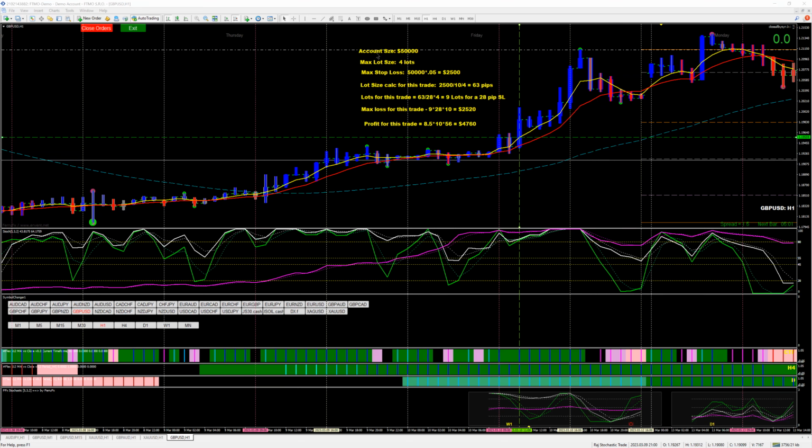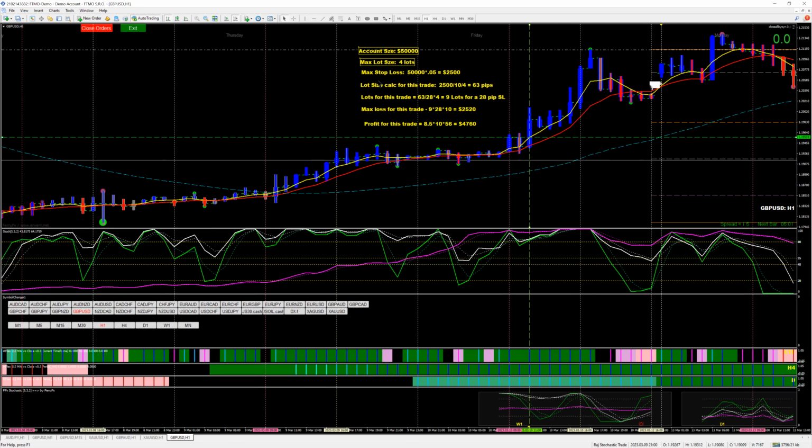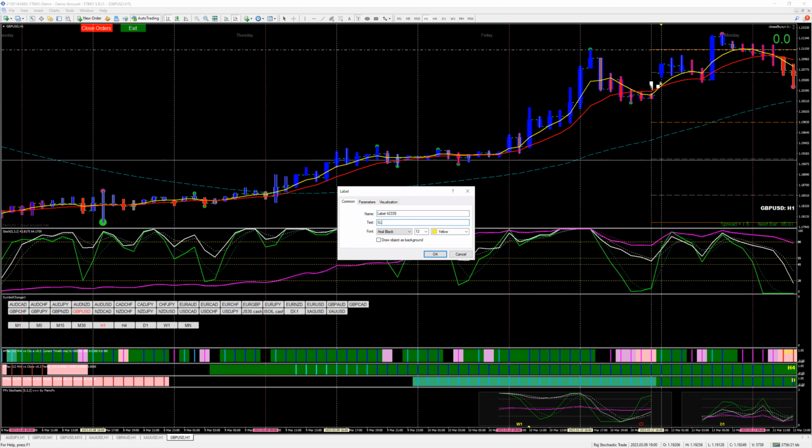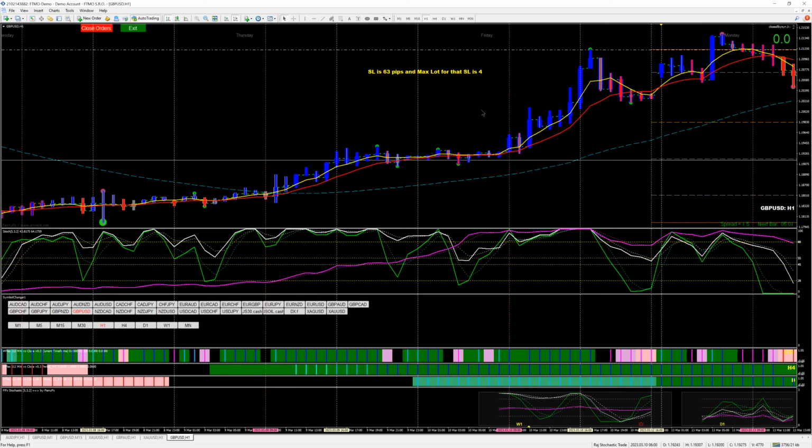Okay, let me take these out. You don't need this anymore. The only thing to remember is 63 pips for 4 lots. Stop loss is 63 pips, and max lot for that stop loss is 4. Based on that, our lot size is going to get calculated every time. Okay. So we finished with this trade.